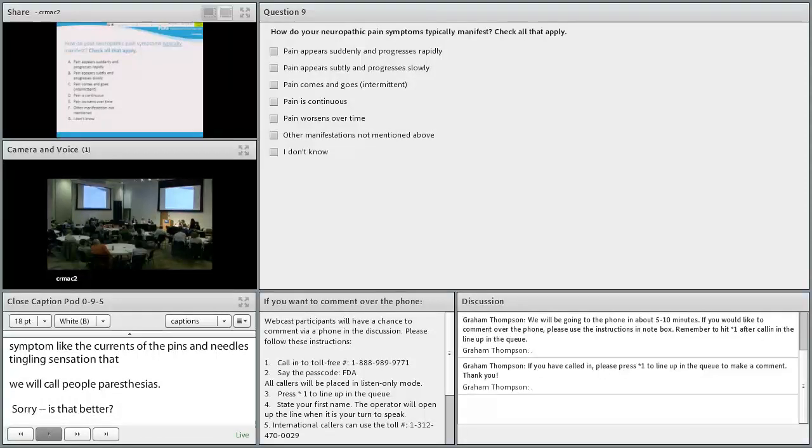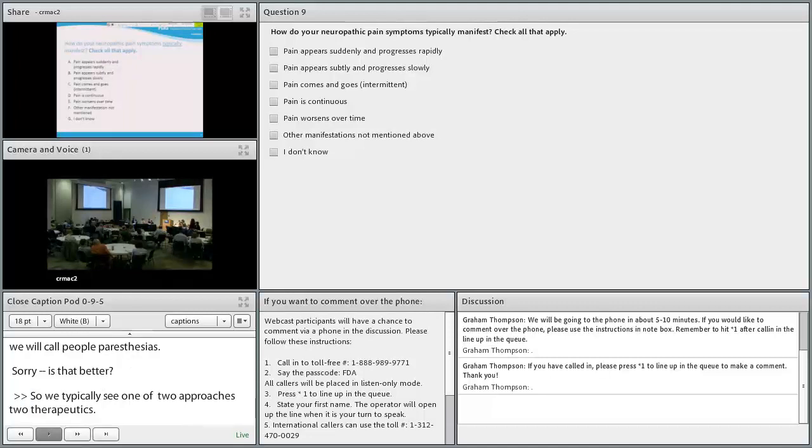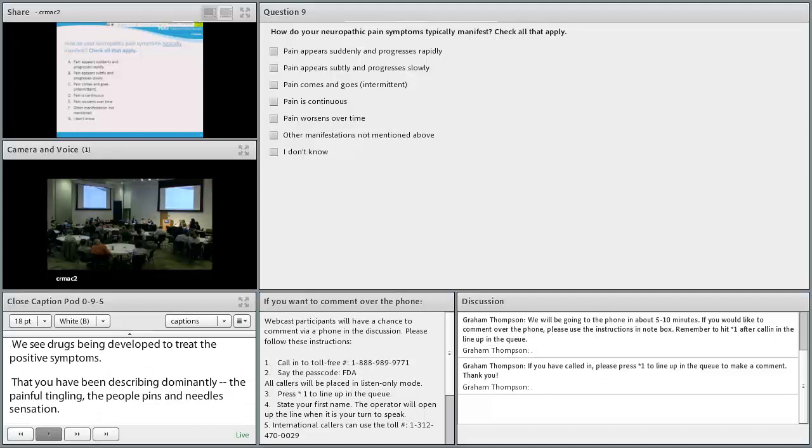So we typically see one of two approaches to therapeutics. We see drugs being developed to treat the positive symptoms that you've been describing, predominantly the painful tingling, the painful pins and needles sensations. But we also see companies that are interested in what we would call disease-modifying treatment, trying to fix what's wrong with the nerve. And that would try to either slow the development of the numbness or the lack of feeling, or even try to restore it, depending on the nature.